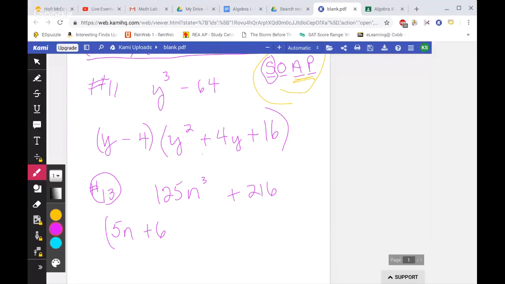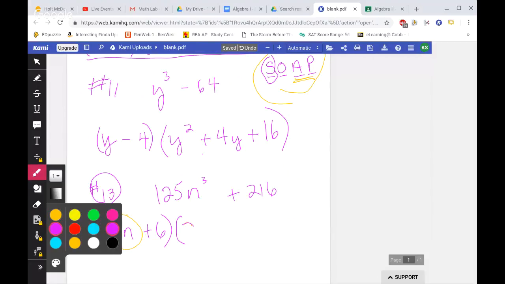Yes. So then we've got the same sign in our first one, so 5n plus 6. And then we know that it's going to be opposite, and this one is going to be the square of this first term. So what's the square of 5n? 25n squared.